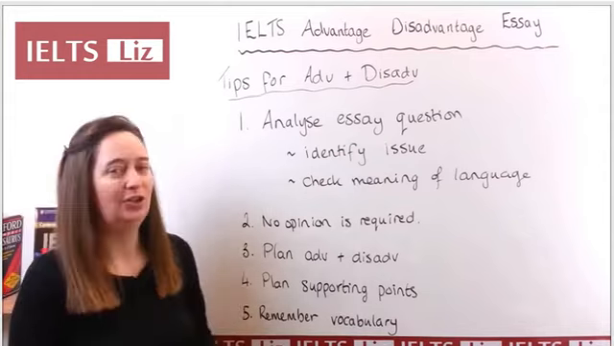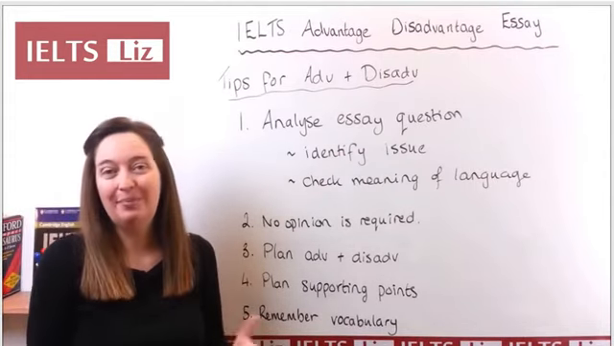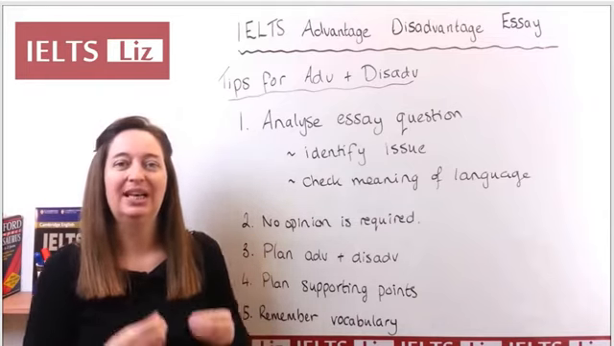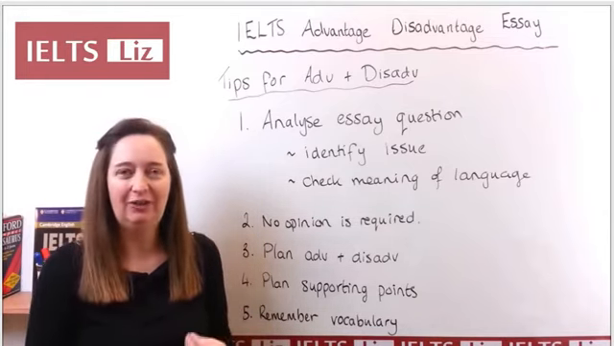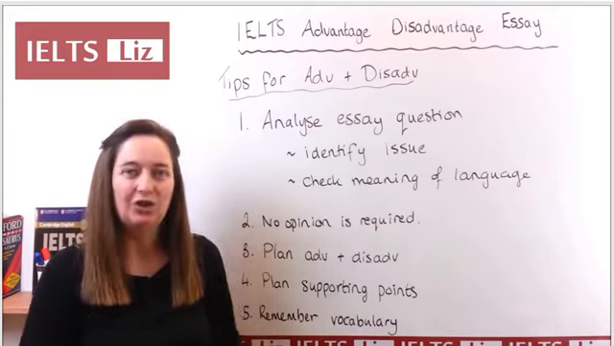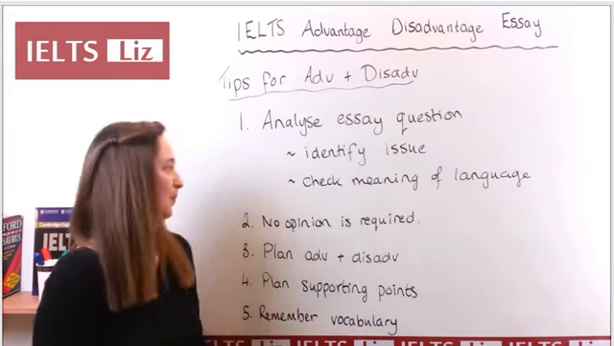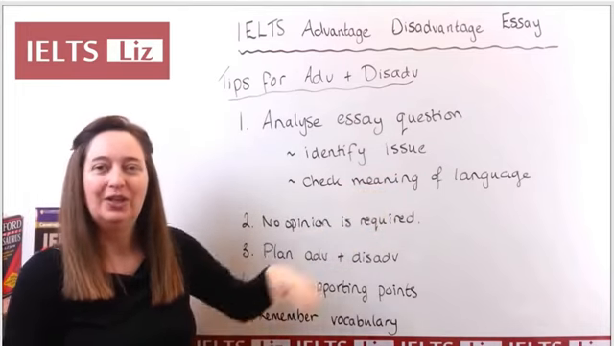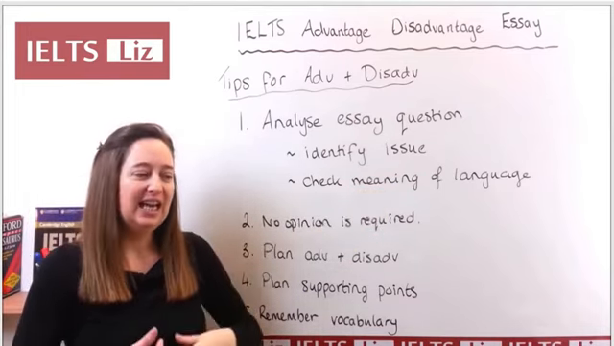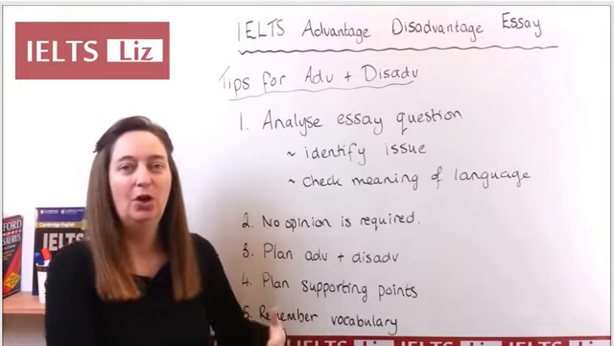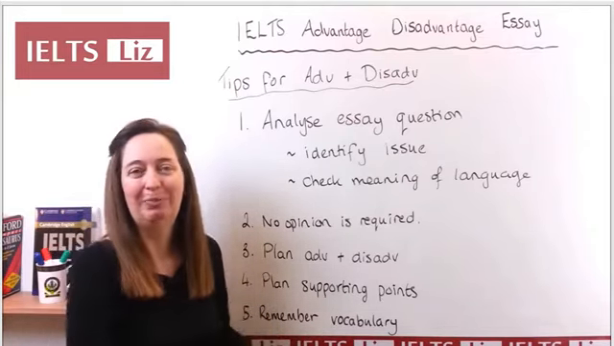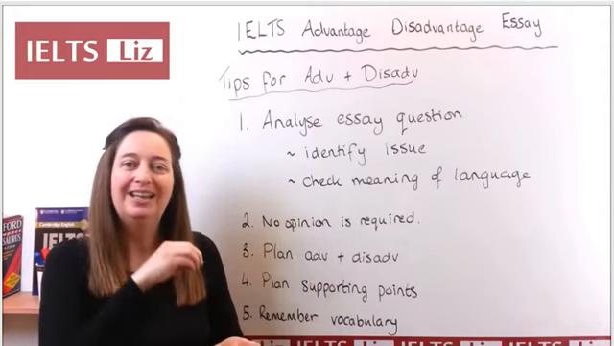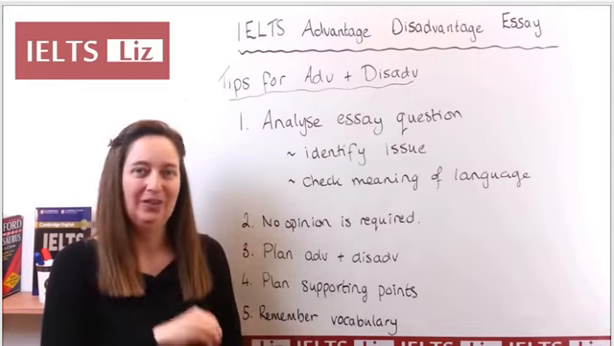The first thing you need to do is identify the issue. So that means look at the actual topic. What is this about? And every advantage, every disadvantage must connect with this issue. Then you need to also check the meaning of the language in the essay question. So you remember we looked at if it talks about children doing paid work or older children doing paid work. So check the language in the essay question to make sure that you've got the exact issue and you've understood it fully.